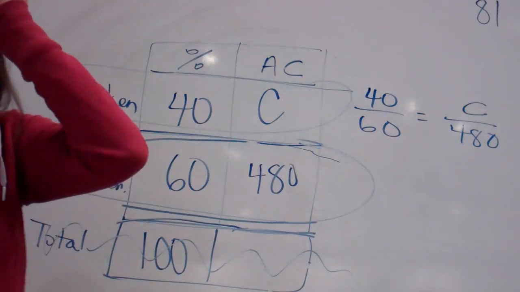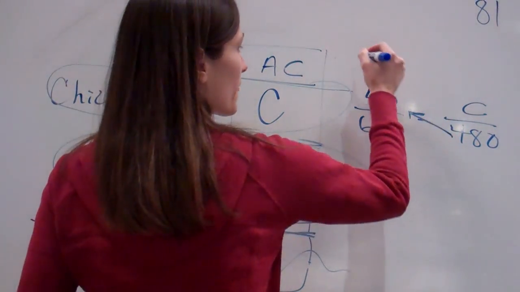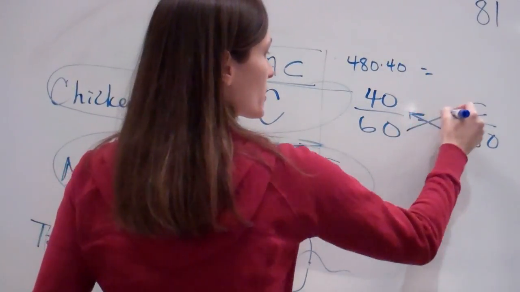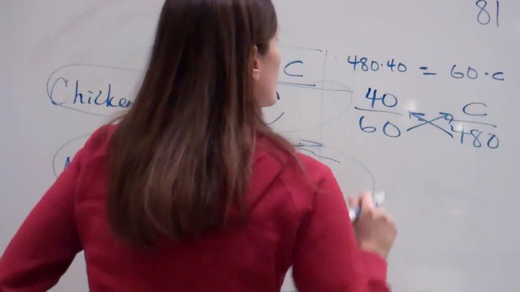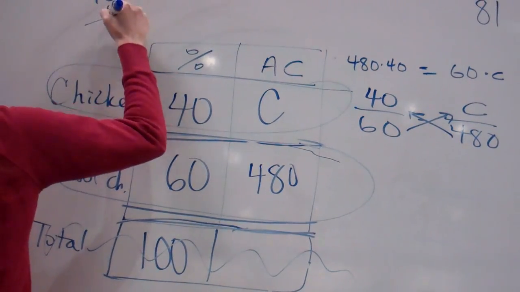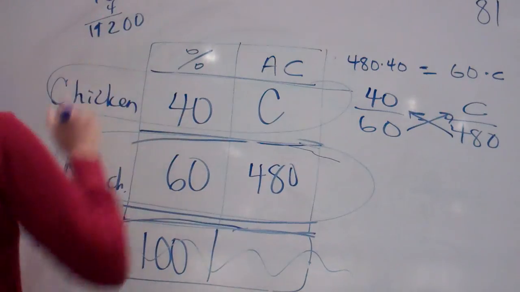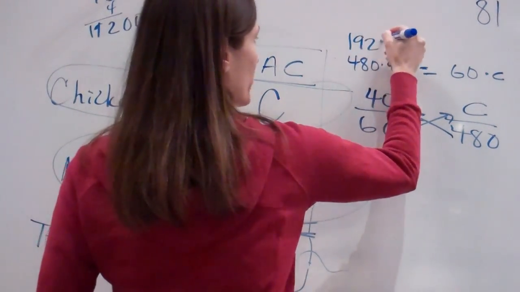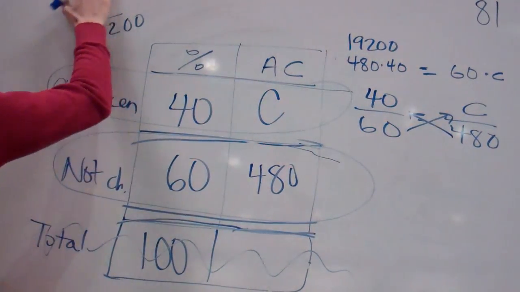Okay, so then we're going to cross multiply. 480 times 40 equals 60 times C. Okay? Anybody got the answer to that so far? It's 19,200 is the answer for this. Somebody check my math, make sure I've done that right. Divided by 60.